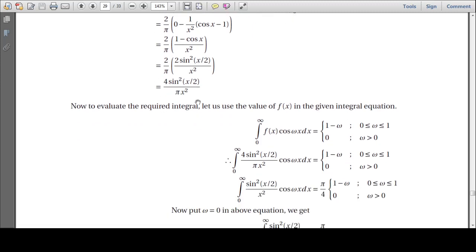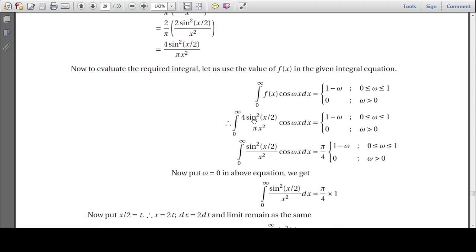Now we are going to substitute this f of x in the given integral equation. Then we simplify this expression, so we could get back our result. Now evaluate the required integral. Let us use the value of f of x in the given integral equation. This is our f of x. When we put f of x equal to 4 sin square x by 2 by pi x square cos pi x square in this expression, we get integral 0 to infinity 4 sin square x by 2 by pi x square into cos omega x dx equal to 1 minus omega when 0 less than or equal to omega less than or equal to 1, and 0 when omega greater than 1.